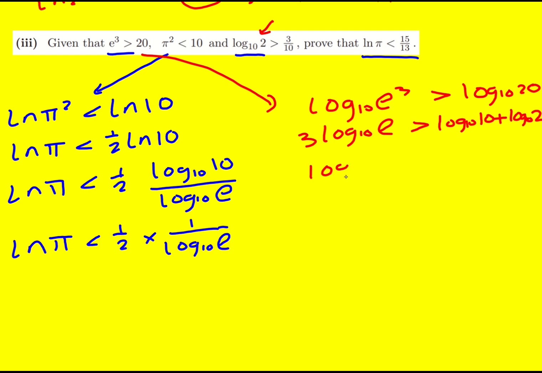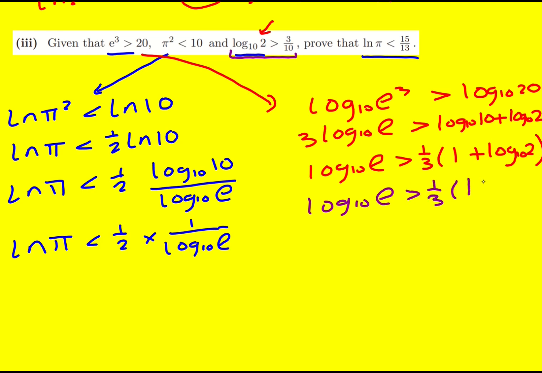So that means log to base 10 of e is going to be greater than 1/3, because I've just divided through by 3, 1 plus log to base 10 of 2. And then because log to base 10 of 2 is greater than 3 over 10, log to base 10 of e is going to be greater than 1/3 (1 plus 3 over 10). We've managed to get it as a fraction. So 1 is 10 over 10. We're going to get 13 over 10, so 13 over 30.